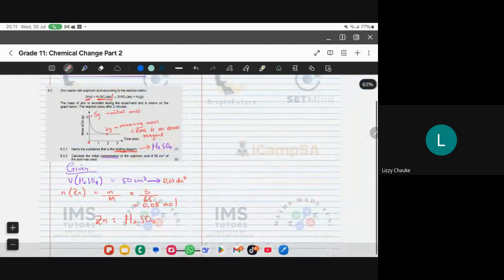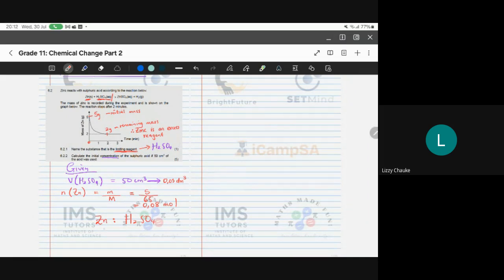So this is where we would use our ratios. Luckily, our ratio is 1:1. That means 0.08 moles of zinc. Okay, if you put X here, still the same. That means the number of moles of H2SO4 is actually 0.08. Okay, let me just move it to another page, it's fine.